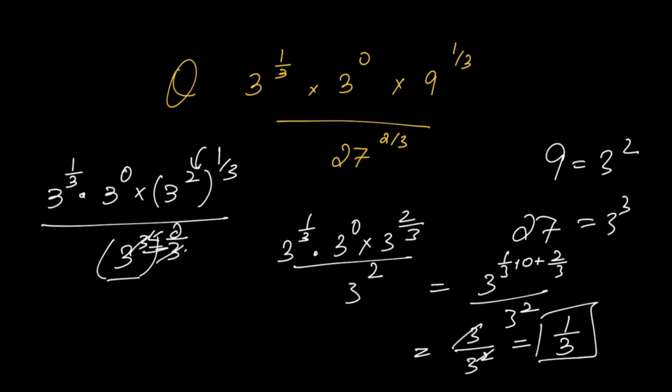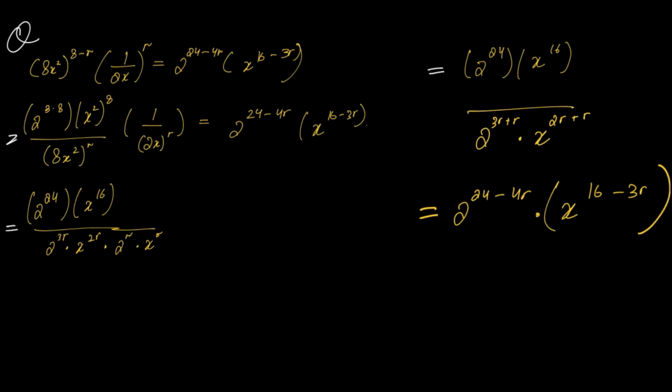Okay, so this was the answer for this one. Let's move forward to another question. Okay, so this is a question given: 8x squared to the power 8 minus r into 1 upon 2x to the power r equals 2 to the power 24 minus 4r, into x to the power 16 minus 3r. So in this we have to prove that this side of the equation is equal to this side of the equation.